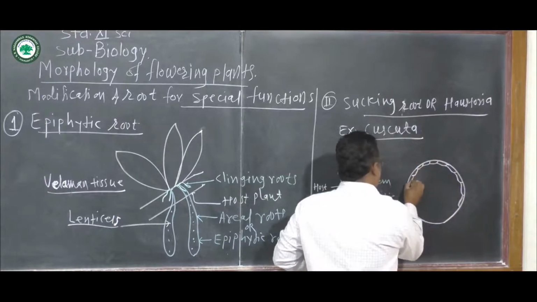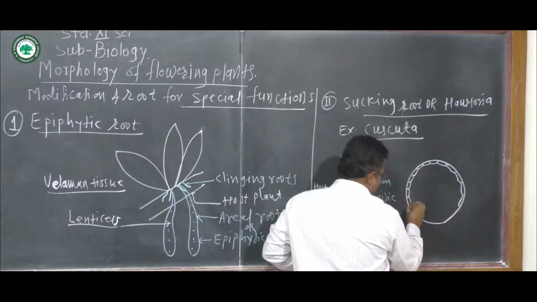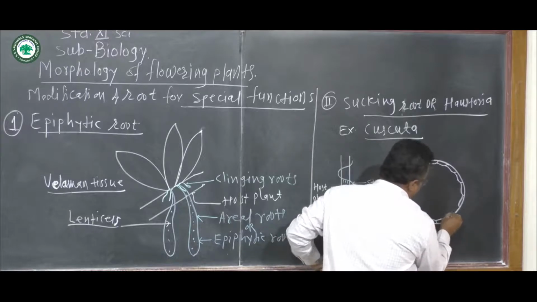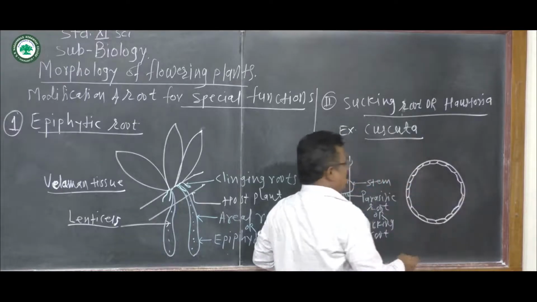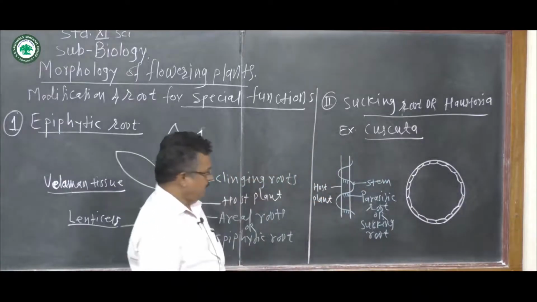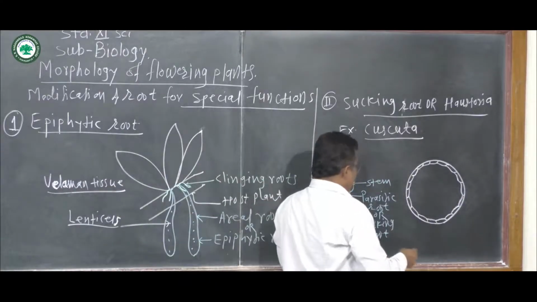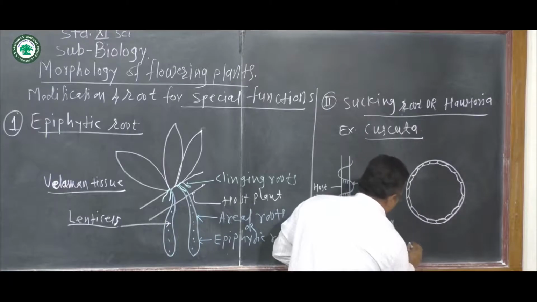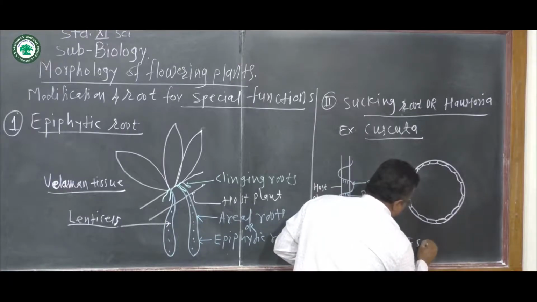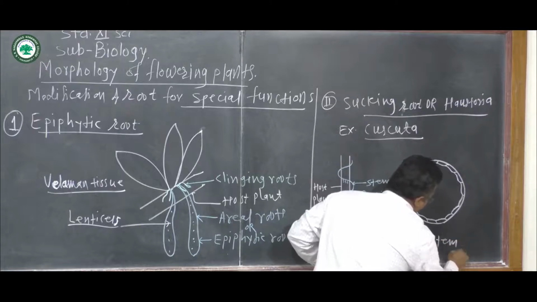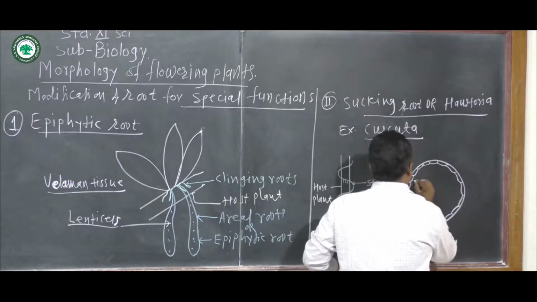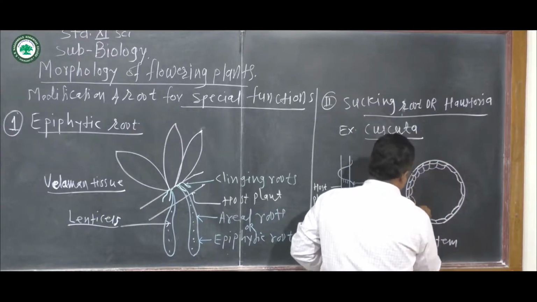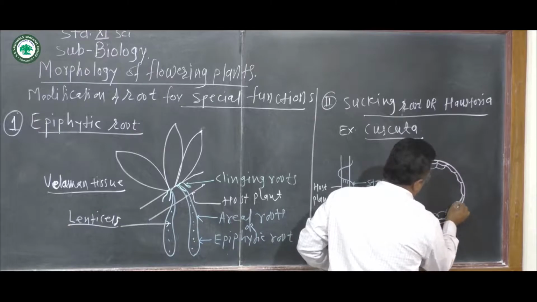They insert the root in the phloem and suck the food material. They insert the root in the xylem and suck water and minerals. Here, this is the TS of stem, on which the Cuscuta grows.